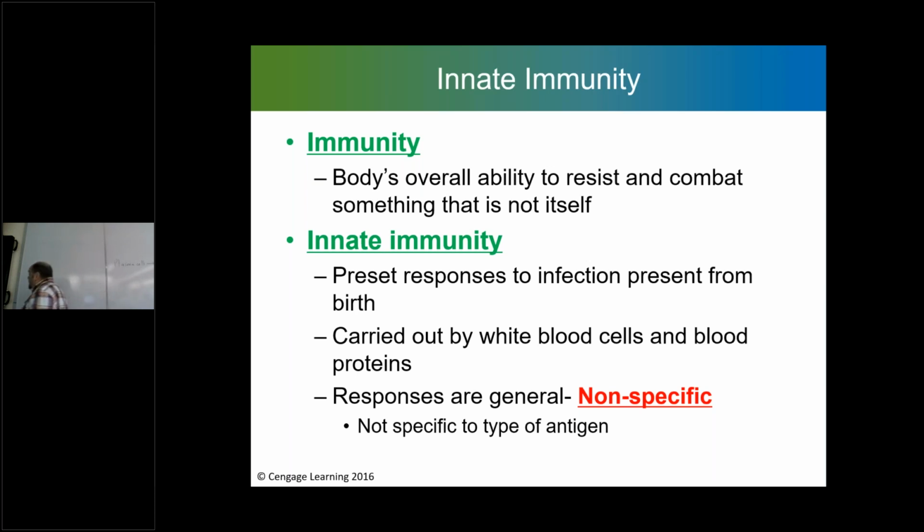So very important. You'll see here that this innate immunity has preset responses to infection from birth, carried out by white blood cells and proteins. So these specific proteins, there are terms called complement, which is a bunch of different proteins that will work together to destroy cells. And it's called the non-specific immune response, like I said to you before. Okay? It doesn't have a memory per se.